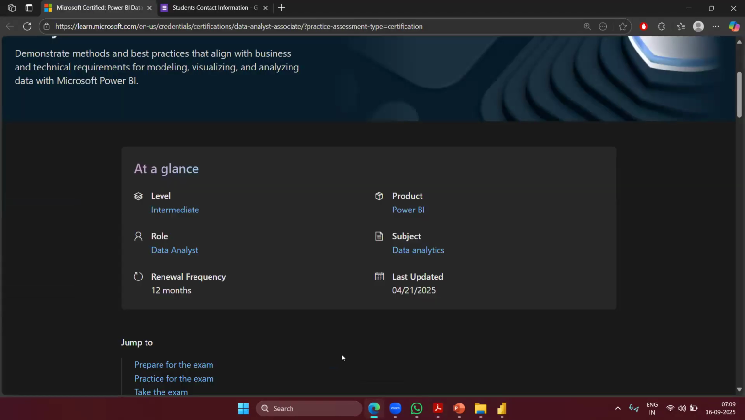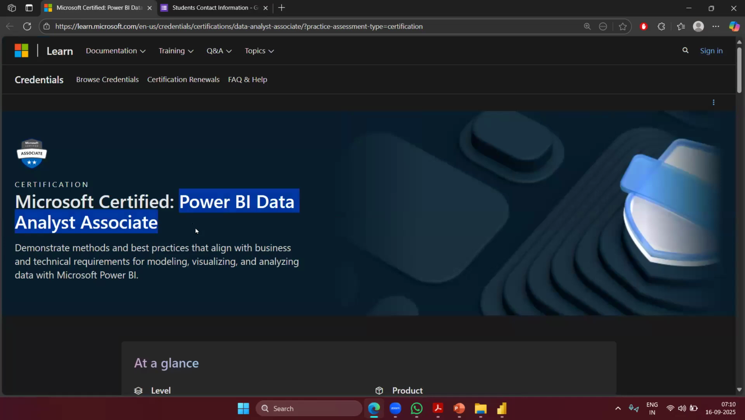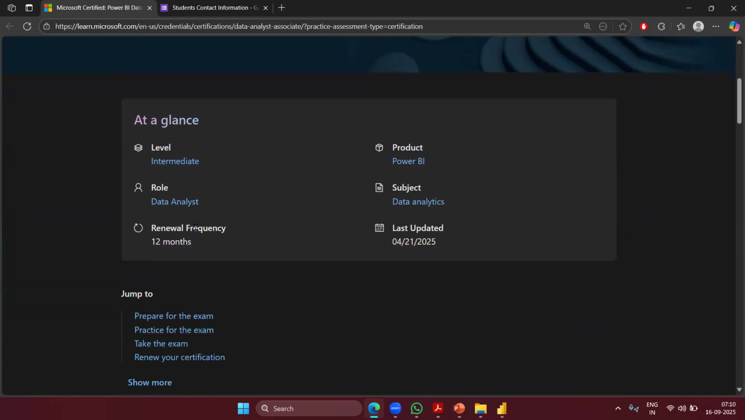And as I told you, we are going to target the PL-300 certification. What is this? Power BI Data Analyst Associate. It is the intermediate level. When we say that we want to land a job, definitely the market expects that we have decent knowledge and can manage at least work related to 2 to 3 years of experience. That is the reason we need to complete the intermediate level. And this is a data analyst role and data analysis.